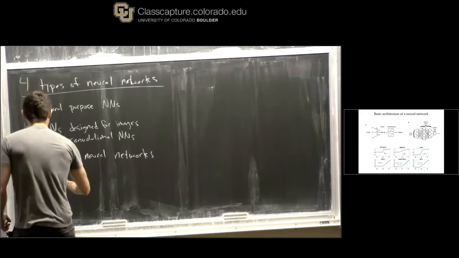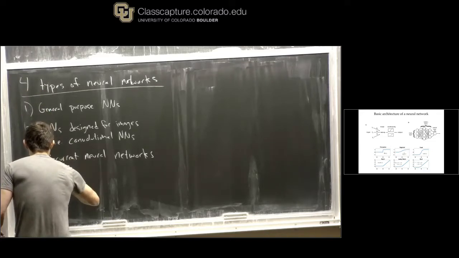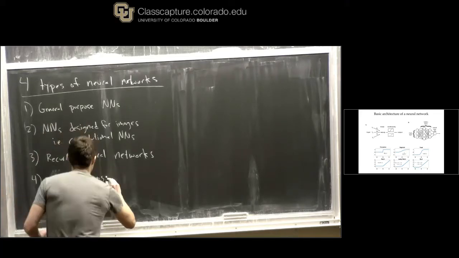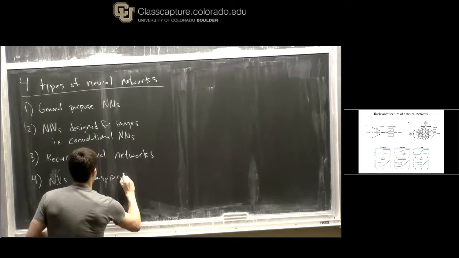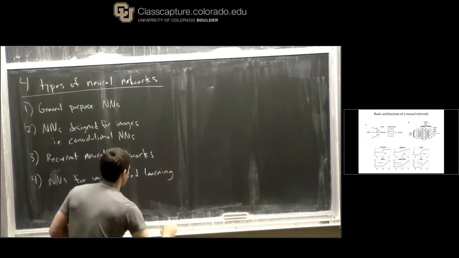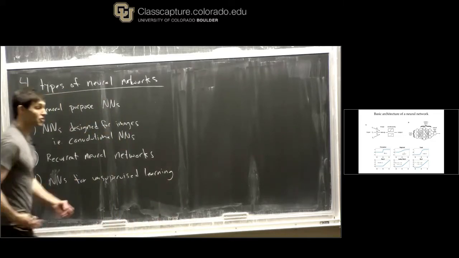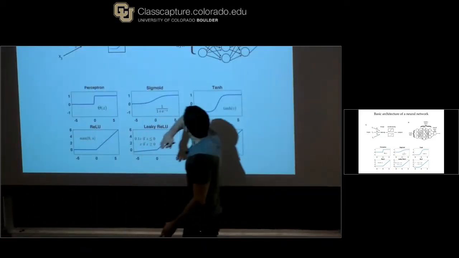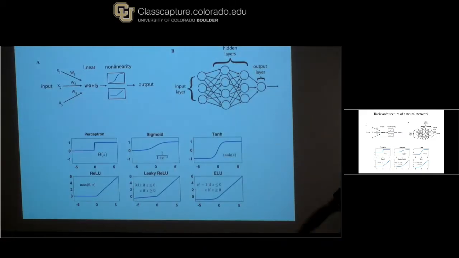And then the last one is neural networks for unsupervised learning. We haven't talked about unsupervised learning yet, so I'm going to save this for next lecture. But in general, a neural network like this takes input, which we're calling x, and it produces an output, which we've been calling y. The data comes in the form of x-y pairs, and your goal is to learn a conditional p of y given x. That's a very common task.